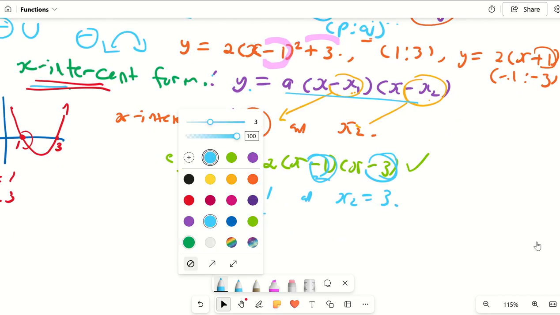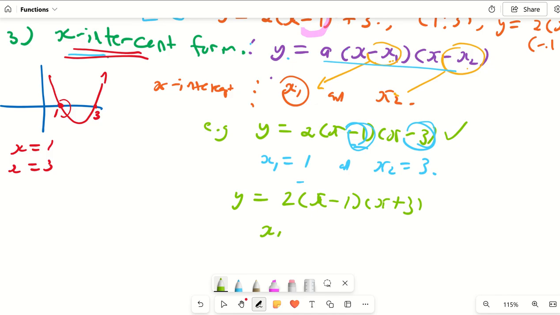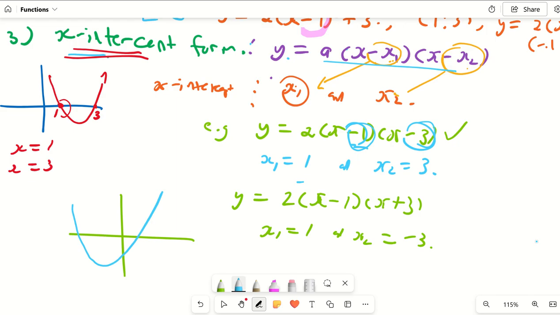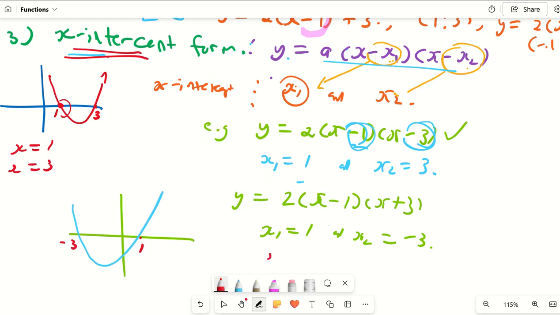Another example would be y equals 2(x minus 1)(x plus 3). If they ask you what are the x-intercepts, x1 is equal to 1, and then x2, the second x, is minus 3. So your graph will look like this, just a sketch. It will be minus 3, 1 there. Do you guys follow? Any questions?